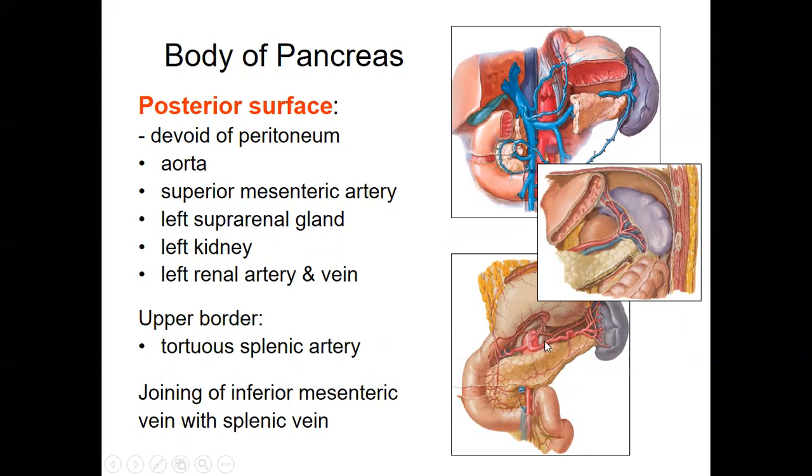At the upper border here, we have the tortuous splenic artery. Joining of the inferior mesenteric vein with the splenic vein: at the back of the body of the pancreas, we have the joining part of the inferior mesenteric vein and also the splenic vein.